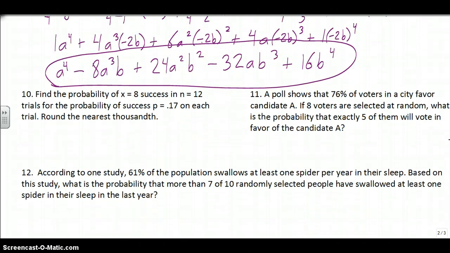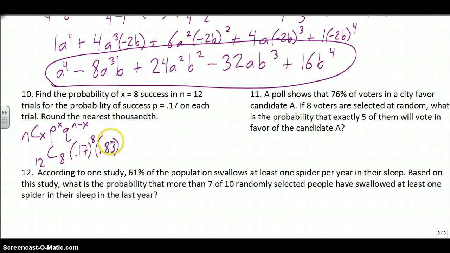Number 10, find the probability of 8 successes in 12 trials for the probability of success being 0.17 on each trial. Well, you'll remember the formula, n combination x, p to the x, q to the n minus x. So x is the number of successes, n is the number of trials. So we have 12 combination, we want 8 successes. P is 0.17 to the, well, how many successes do we want? We wanted 8. If P is 0.17, Q has to be 0.83 because they have to add to 1. And I'm going to have 4 failures.